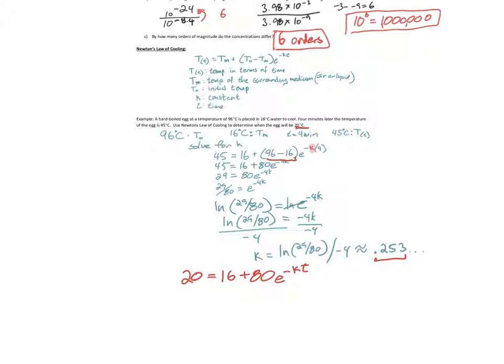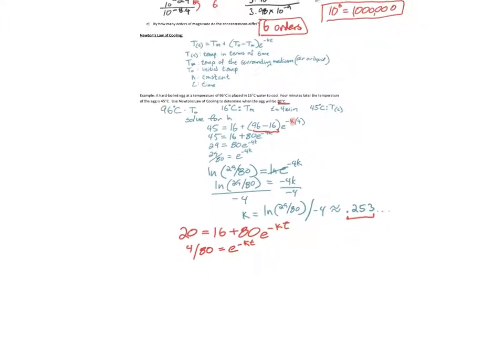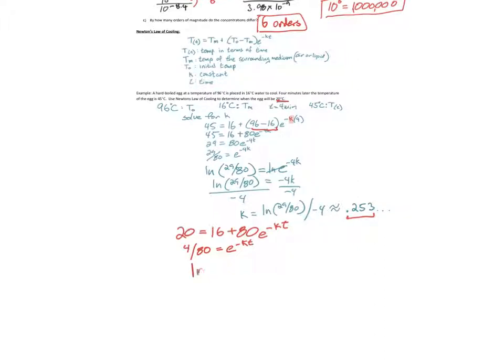I'm going to subtract 16, then I'm going to divide by 80, and I end up with 4 over 80 equals e to the power of negative k times time. I'm going to take the natural log of both sides, which gives me this. Keep in mind this k is not a variable we're solving for anymore. We know what that number is. I'm leaving it as k in my formula here because I've stored it in my calculator.